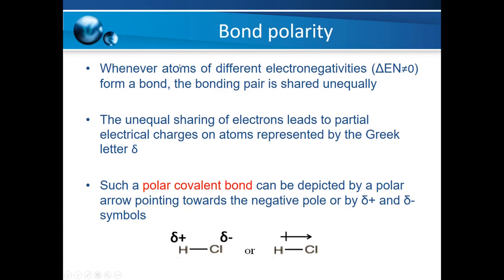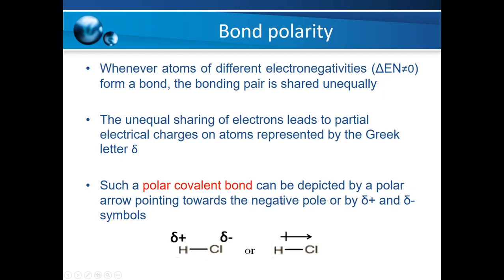So, whenever atoms of different electronegativity form a bond, the bonding pair is shared unequally. The unequal sharing of electrons leads to partial electrical charges because hydrogen is more electropositive while chlorine is more electronegative. So, when the difference between the electronegativity is increased, the polarity also increases.